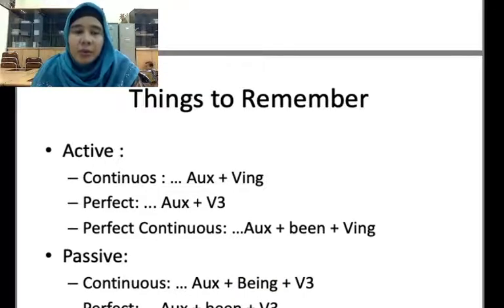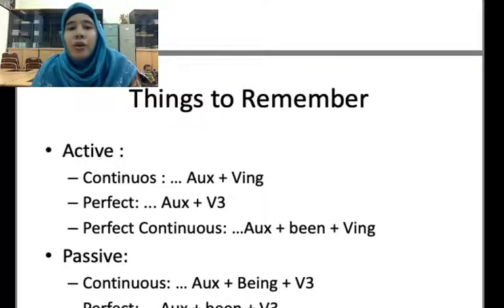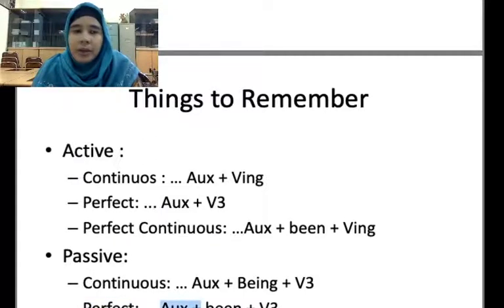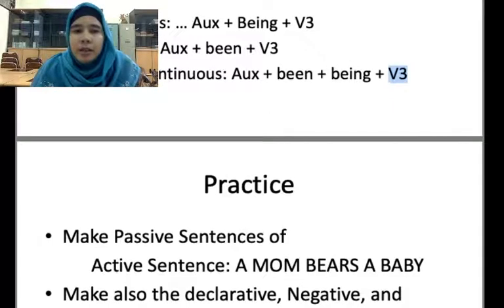Because that is the most important part in the passive voice. Every passive voice should have the verb 3. Only the auxiliary is different. Okay, when it comes to the perfect, the auxiliary stays the same as have, had, then there is been, then there is verb 3. In the perfect continuous, the auxiliary is has, have, had, then there is been, then added with being, then with verb 3. Okay, before I close this explanation, let me go with the practice.